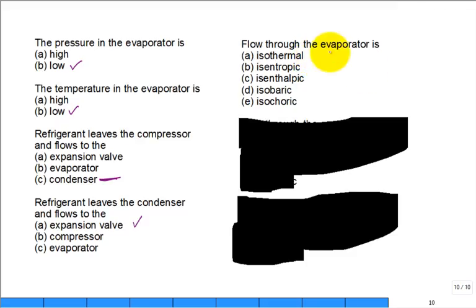Isothermal. Flow through the evaporator. All right? So what's happening in the evaporator? It is definitely isothermal, but there's also one other good answer. What is it? Isobaric. This is Greek, right? But it's temperature equal to a constant. Isobaric is pressure is constant. Very good. So both of you are out.